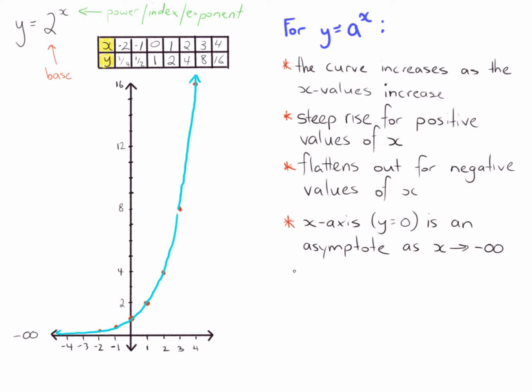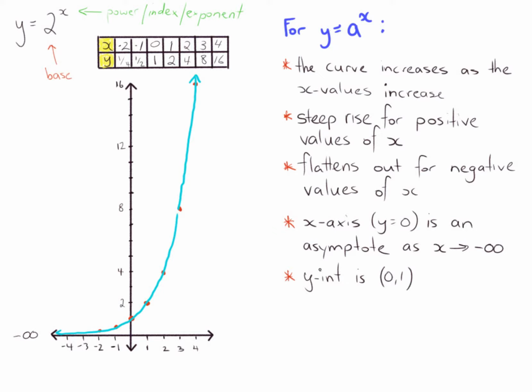The final feature, it's always good to note for any graph, any intercepts. And regardless of what the base is, the y-intercept of y equals a to the x will always be (0, 1). Remember, anything to the power of 0 is 1. So there are some key features of our standard exponential graph, y equals a to the x.